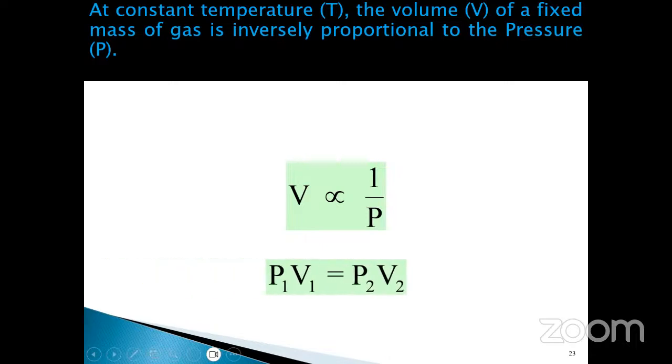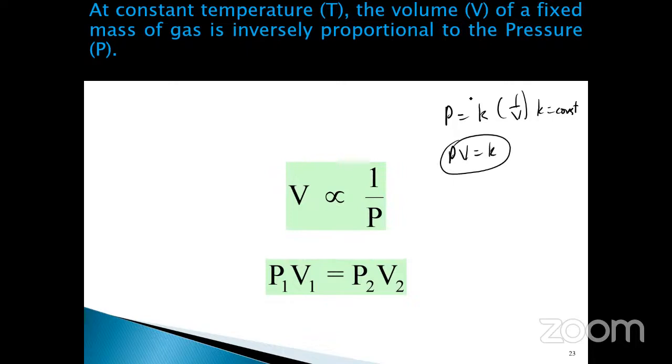Another way of expressing it would be, let me write this down. P is equal to K times 1 over V. This is another way of stating it, where K is a constant, all right? Which means that if you rearrange this, you're going to get PV is equal to K. So what this is telling us is that the pressure times the volume of a gas is constant, provided again that the temperature is fixed and the amount of gas is fixed, right?